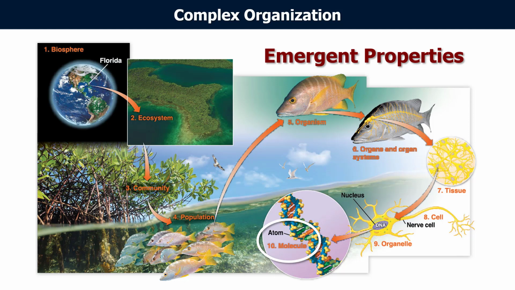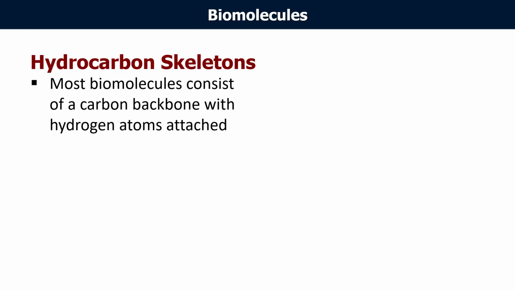So again, we want to start at the very bottom and look at the very atoms and molecules that make up living things. So most biomolecules at some level consist of hydrogen and carbon, and we call that a hydrocarbon skeleton. I'm not referring to the skeleton of your body, the bones. I'm talking about the skeleton of a molecule itself. So most biomolecules consist of a carbon backbone with hydrogen atoms attached.